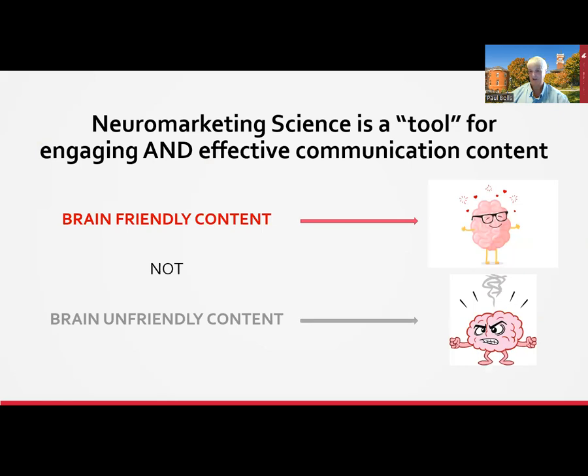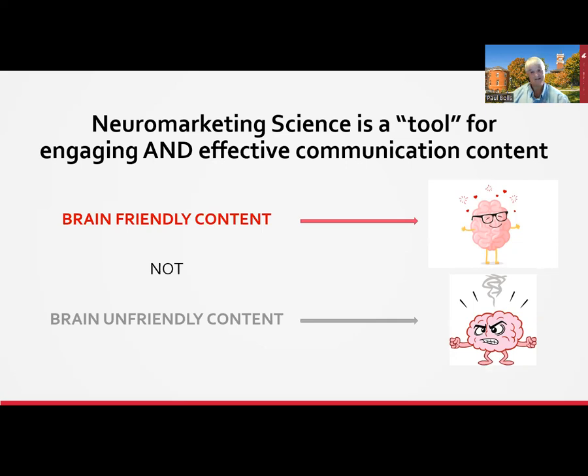Ultimately, the point is that neuromarketing science is a great tool for engaging and effective communication content. That's what it helps you develop as a pro communicator. It helps you develop what I term brain-friendly content. I love that term. Brain-friendly content is content that is strategically and purposely designed to work with how the brain actually works and processes information.